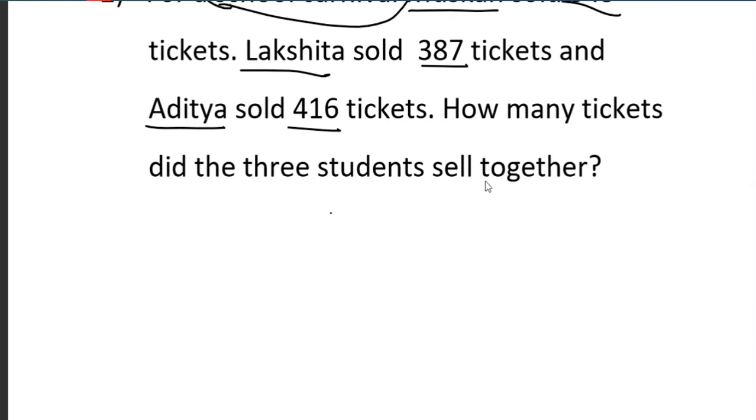So what is he asking? Three students sell together. So how many is he asking? How many tickets did the three students sell together? So what do you have to do? Together means you have to do addition here. Okay, children. So let's do the solution, children. So what is the first step?